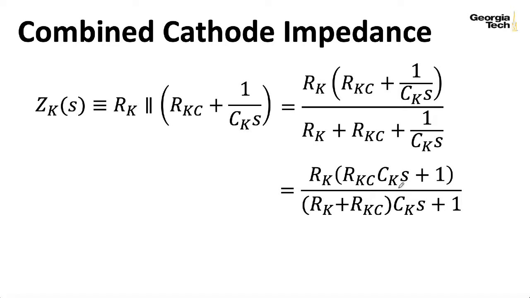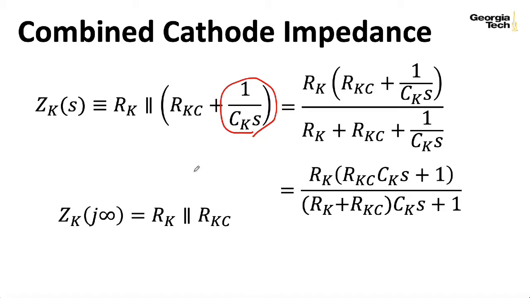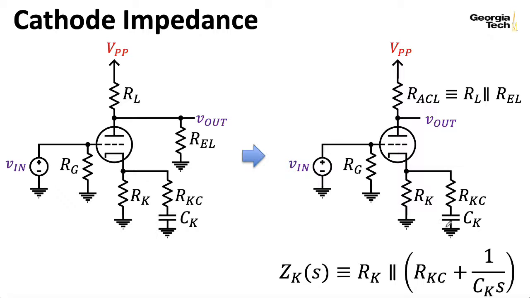Now, I tried rewriting this in several different ways. None of them were particularly more convenient than the other for what we need to use this expression for, which is to substitute it into a bigger, nastier expression later. So I'm just going to leave it like this. Now let's do some sanity checking on this expression. If I were to plug in j omega for s to get a frequency response, and then let omega go to infinity, which is what I mean by this notation, then this term here will go to 0, and I wind up with R_K in parallel with R_KC, which is clearly what I would have here if at high frequencies we imagine shorting out this capacitor.